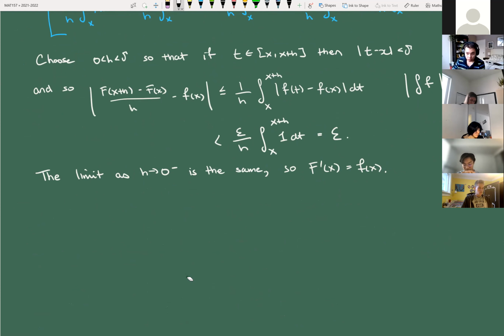Now, FTC2 is not an intuitive proof. It's slick as hell, though. Super slick. It's really, really clever, okay?